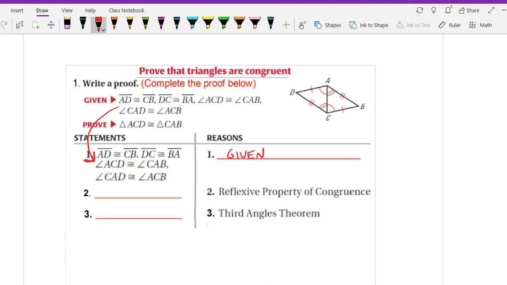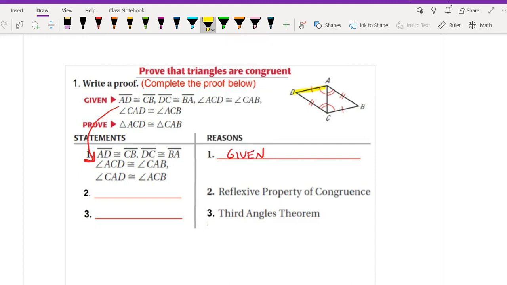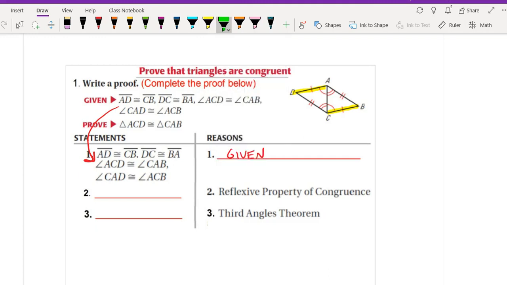We know that AD is congruent to CB. So you'll see here, I'm going to highlight that. AD is congruent to CB. They have the same hash marks. We also know that AB is congruent to DC by this information right here and right here. Good, that's great.